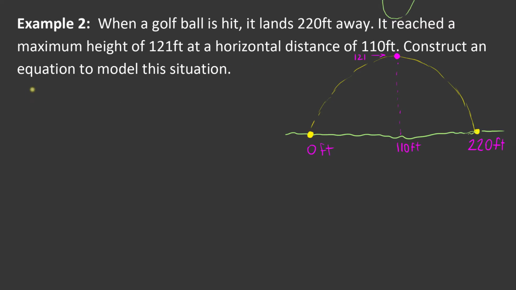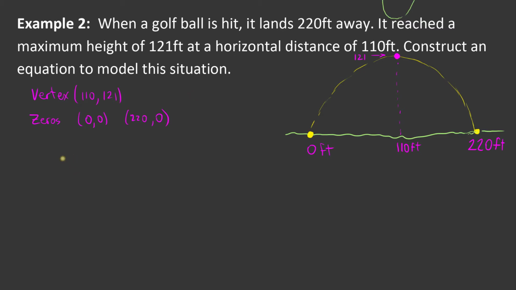So I know I've got vertex, my vertex is 110, 121. I know my zeros. My zeros are 0, 0, and 220, 0. And the question says, construct an equation to model this situation. They didn't say any particular equation, standard form, factor form, vertex form. I get to choose. And the beautiful thing is, now I get to have either one. I was given the vertex and I was given the zeros, so I get to choose.